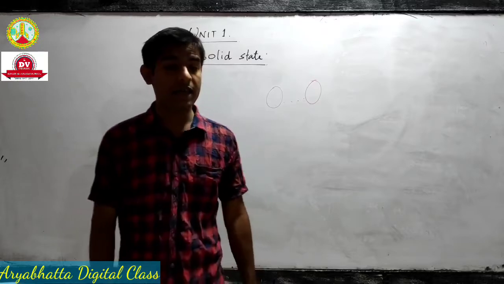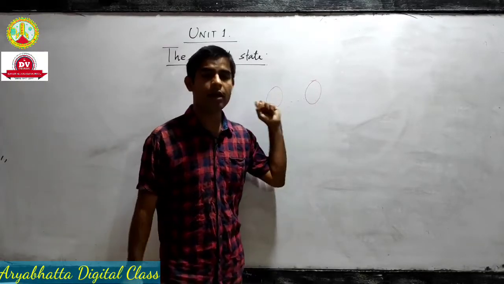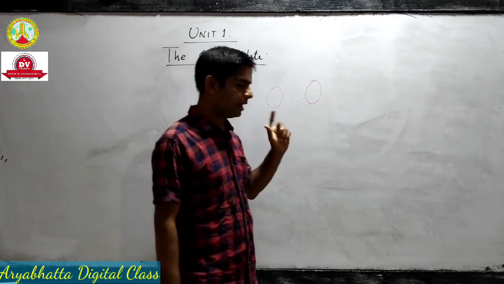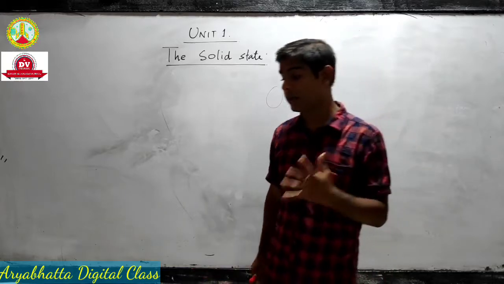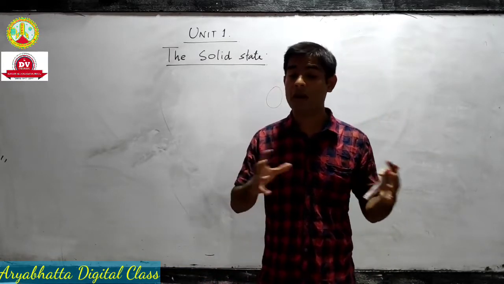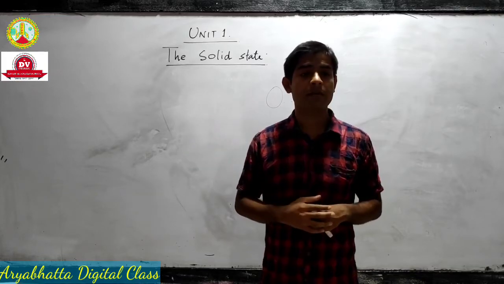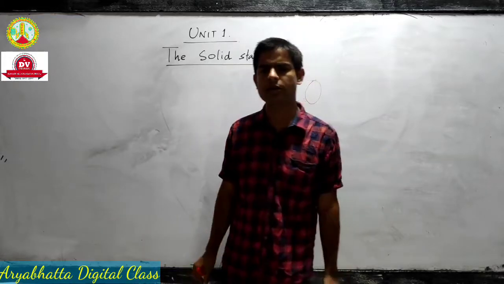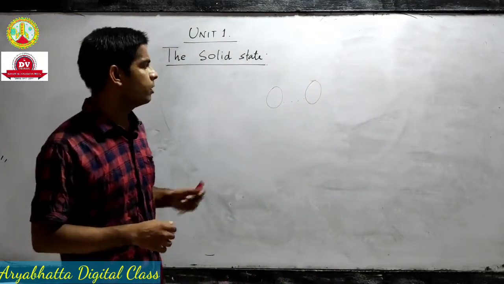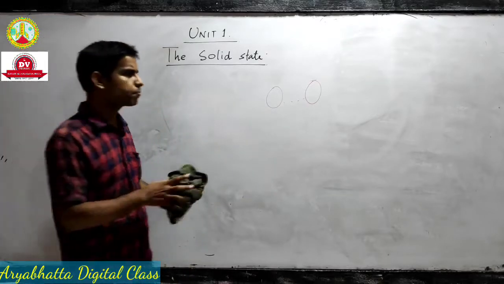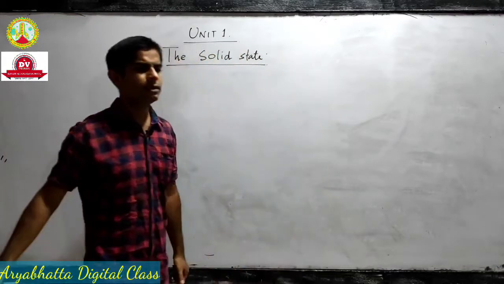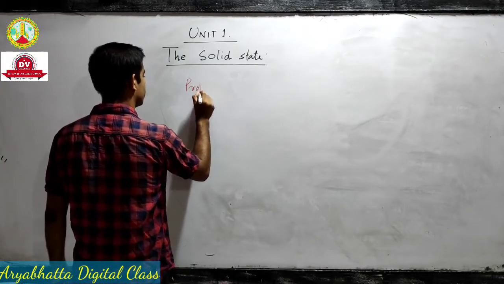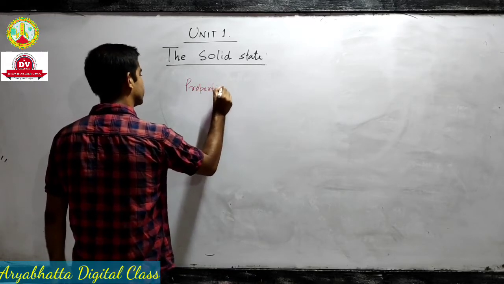How solids are actually arranged at the atomic or molecular level, what the arrangement of the solid is, and whether all the arrangements are of the same kind or we have different arrangements for solids. We will see all these things. Before going to that, we will discuss a few things, the properties of solids, and we all know these things.